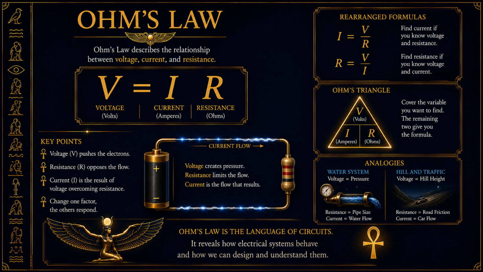Ohm's law expresses one of the most important relationships in electrical engineering. Voltage equals current multiplied by resistance. Changing any one of these values affects the other two, making this equation fundamental to circuit design and analysis.